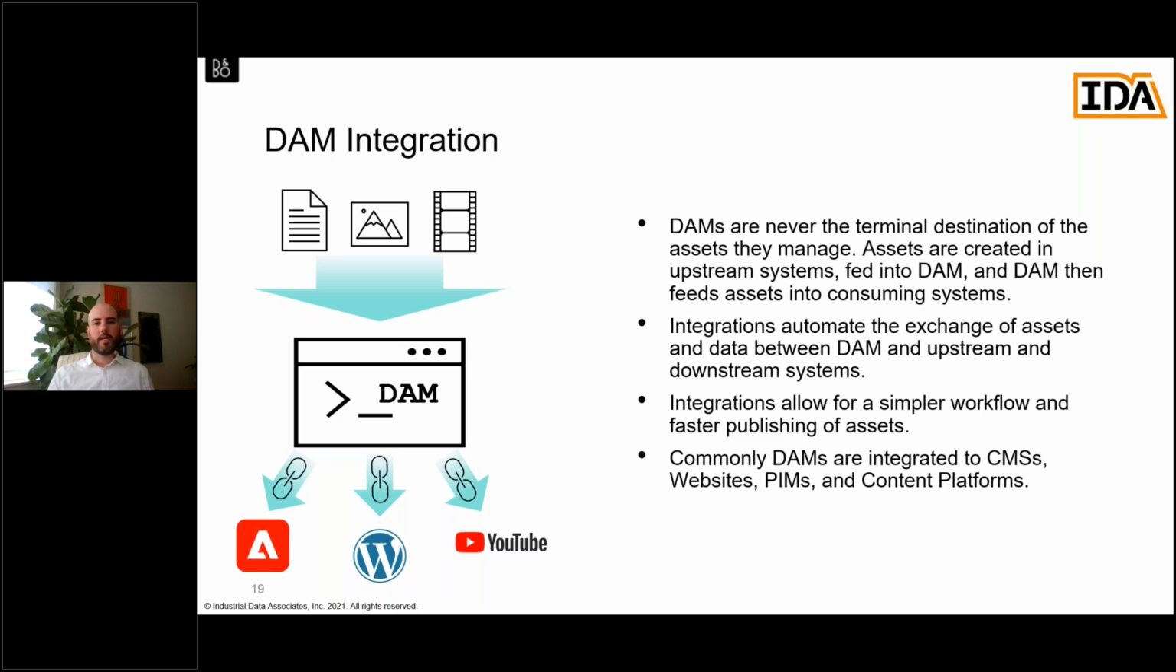Some of the most common integrations that you'll see with DAM are to CMSs, so content management systems, through to websites, to PIMs, product information management systems, or to different content platforms like YouTube. So having these automatic integrations really simplifies and speeds up the publishing of different assets to their content consuming systems.